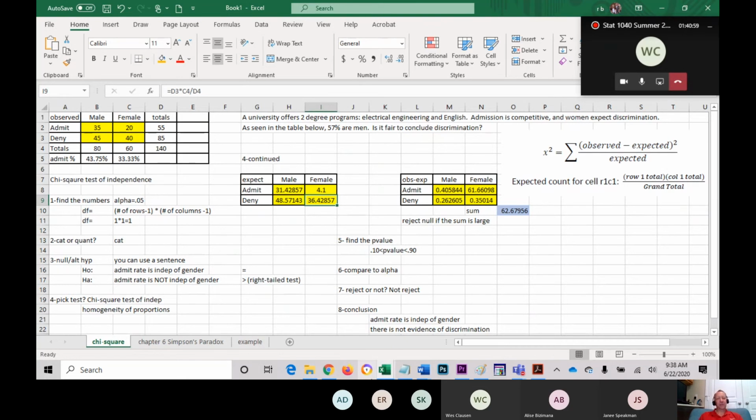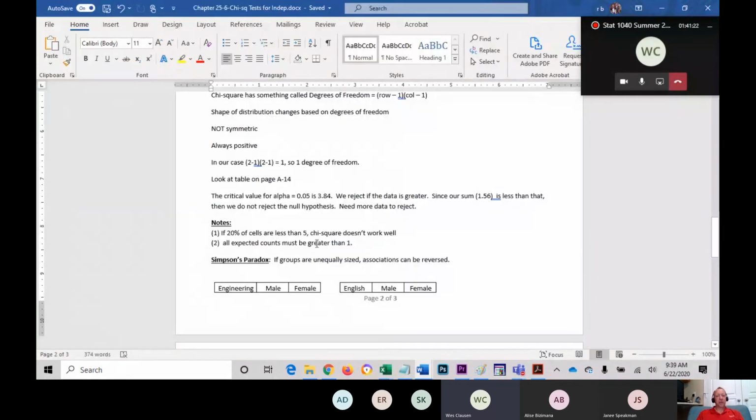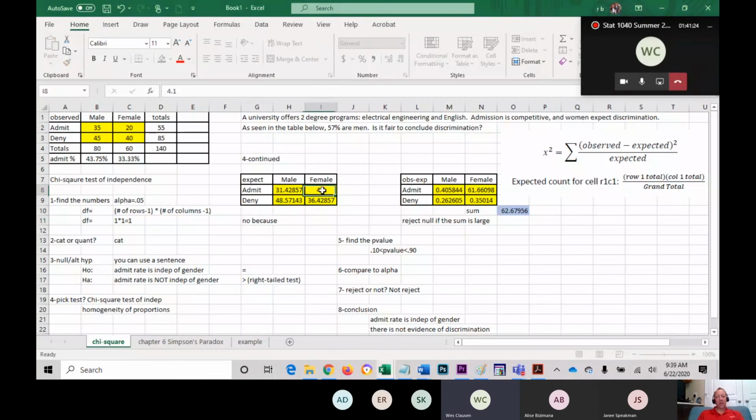Is this big enough? No, because your observed minus expected is greater than 1. Is that what you just said earlier? Oh, well, there are two rules here. If I had gotten a 0 here, then that's a problem. Okay, what if I get a 4.1? Is 4.1 a problem?